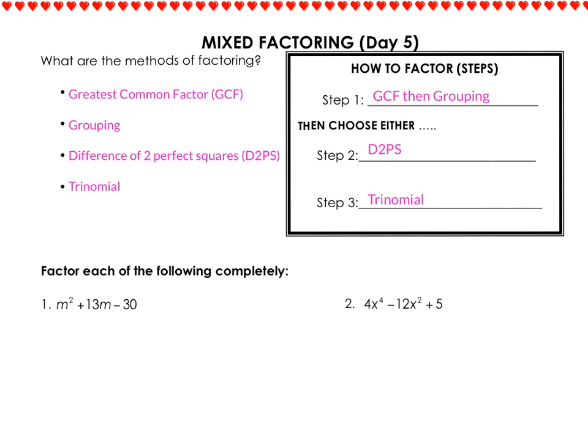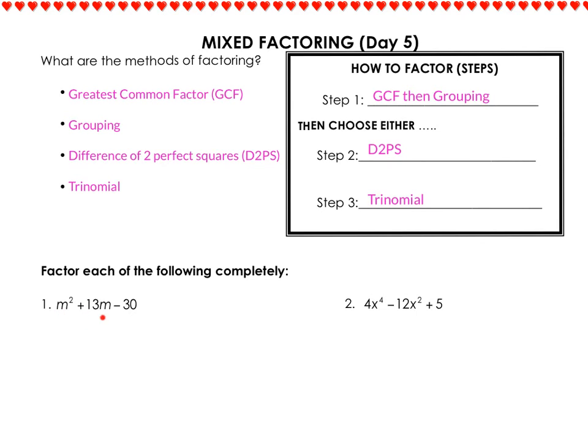Today we're going to do mixed factoring. So we're going to talk about all the factoring we've done so far. Remember, what are the methods of factoring? The first one is greatest common factor, GCF, or grouping, and then difference of two perfect squares, and then a trinomial. So how to factor, the steps are to always look for a GCF and the grouping. Then choose either D2PS or trinomial factoring. So let's do a couple examples together.